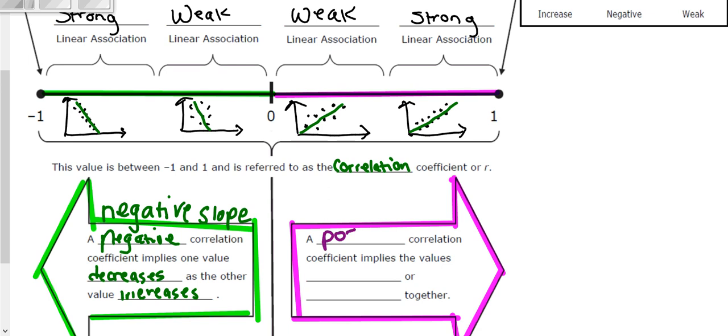And a positive correlation coefficient implies the values increase or decrease together. This is just another way to say this is when I have a positive slope.